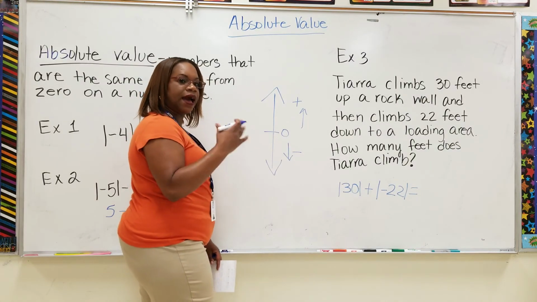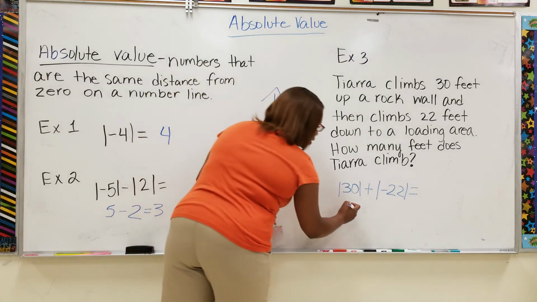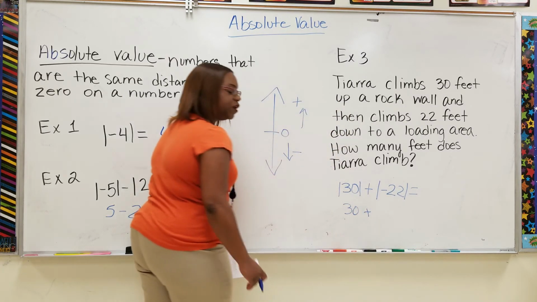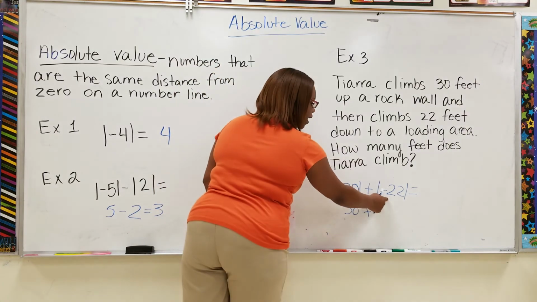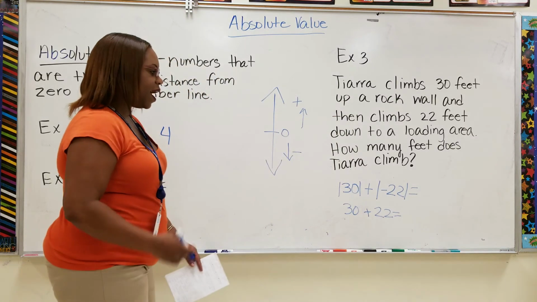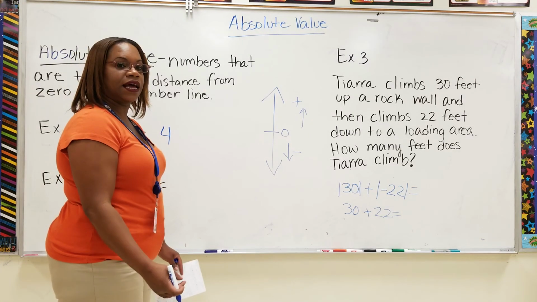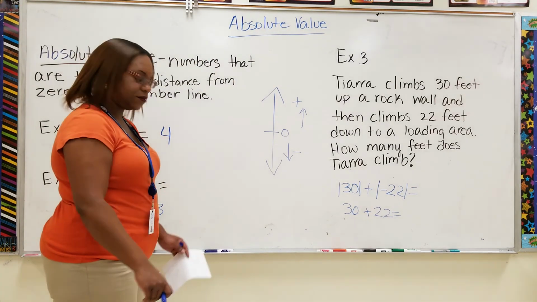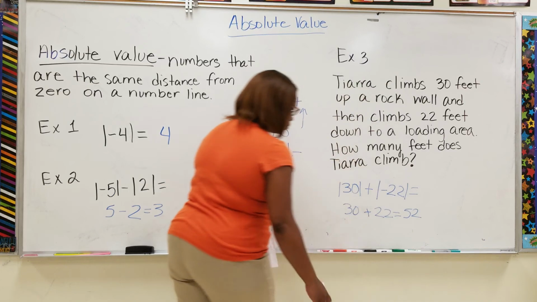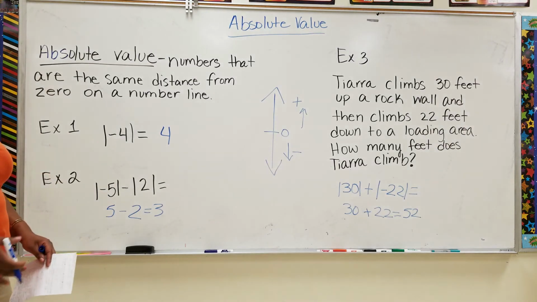So now we have to take it out of absolute value. So the absolute value of 30 is 30. And remember to bring down our operation, because we are adding. The absolute value of -22 is 22. So now we have 30 plus 22, because they're just asking how many feet did she climb in total. She had to climb 30 feet up and then 22 feet down. So therefore, 30 plus 22 will be 52. So therefore, how many feet does Tiara climb? She climbed 52 feet in total, okay?